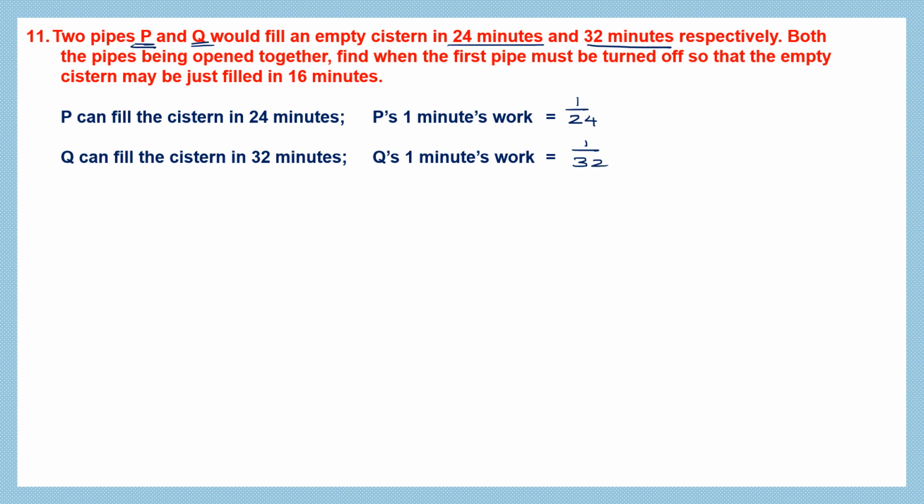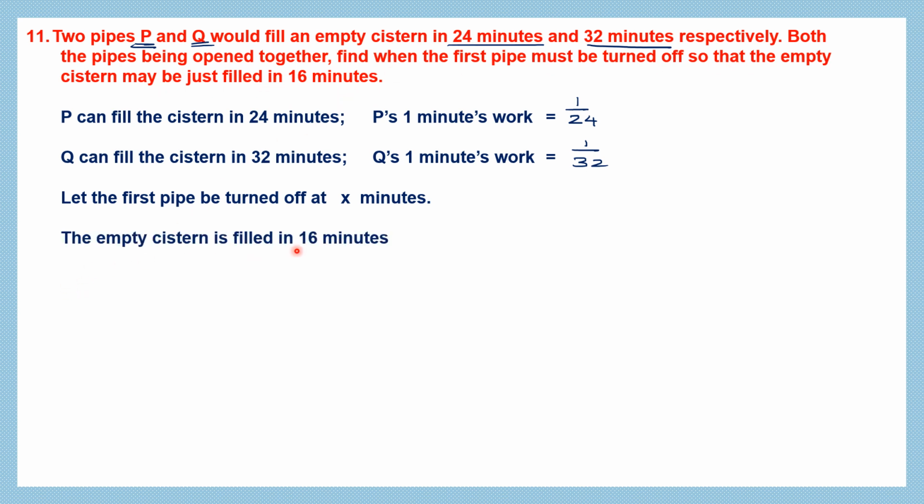Now here they're saying both the pipes being opened together, find when the first pipe must be turned off. So only the first pipe is going to be turned off. The other one will continue to keep filling. We don't know what the time is. So let's say let the first pipe be turned off at X minutes, whereas the other one is going to go on for 16 minutes. So at this point, the empty cistern is filled in 16 minutes.